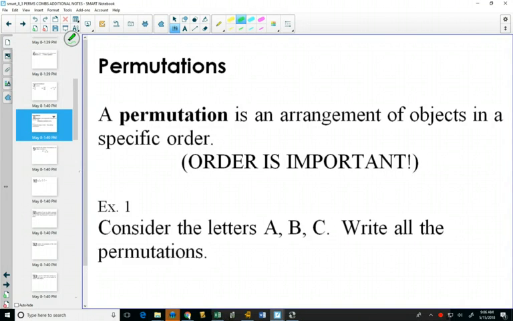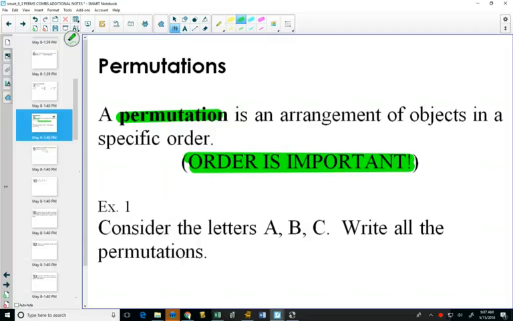Now, permutations, this is another thing that we've already seen. What we're going to highlight here with permutations: a permutation is taking a bunch of objects and putting them in an order. So the order matters, and that's going to come up later, because when we learn about combinations, combinations are similar, but the order doesn't matter.